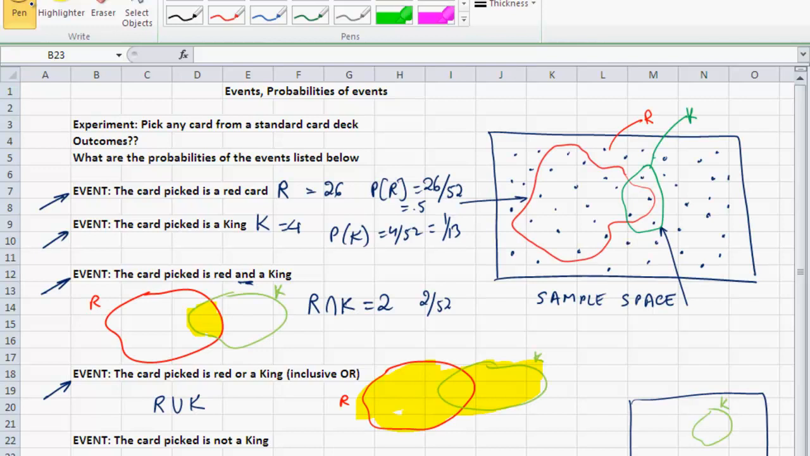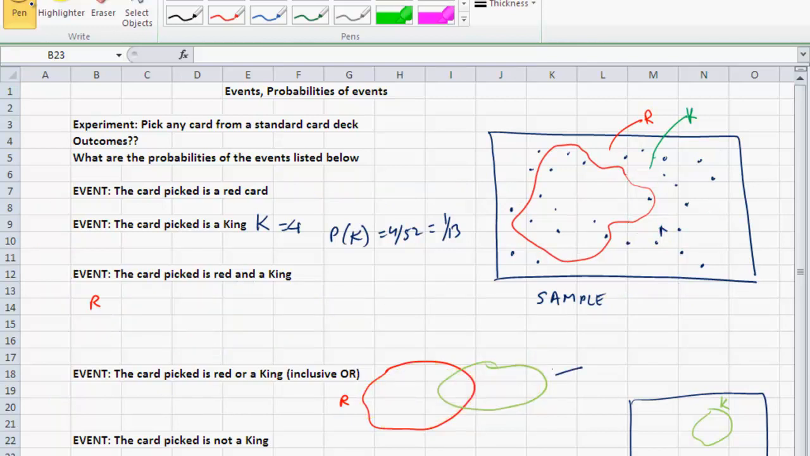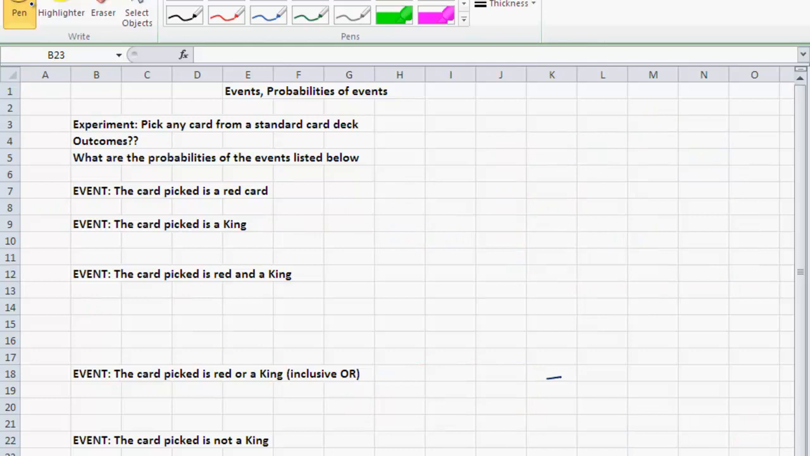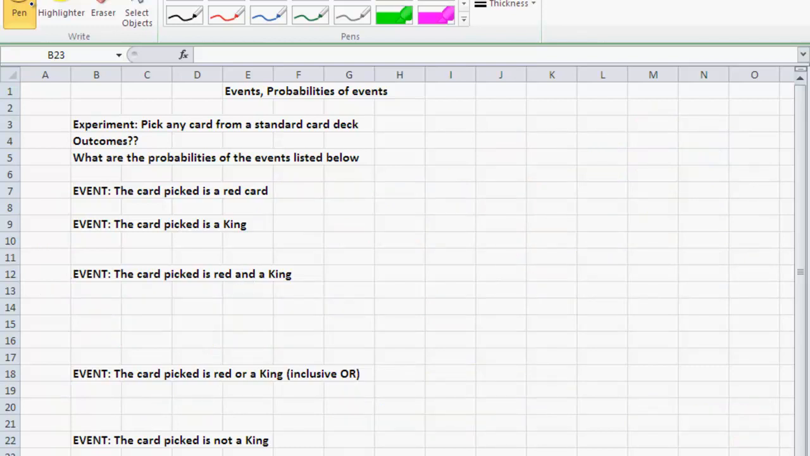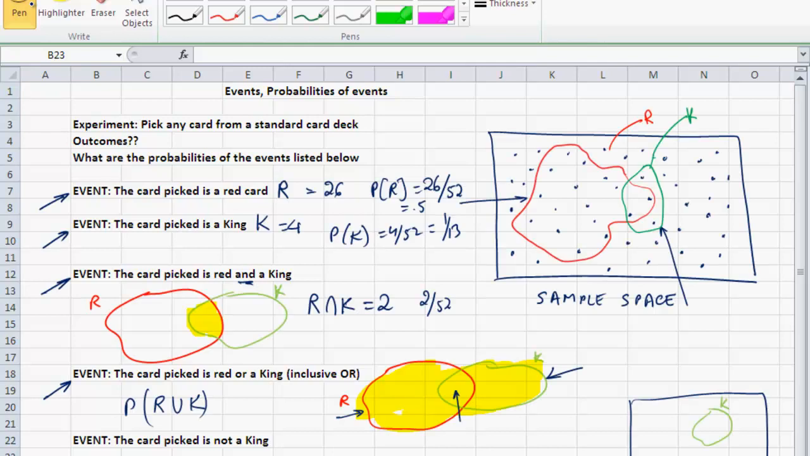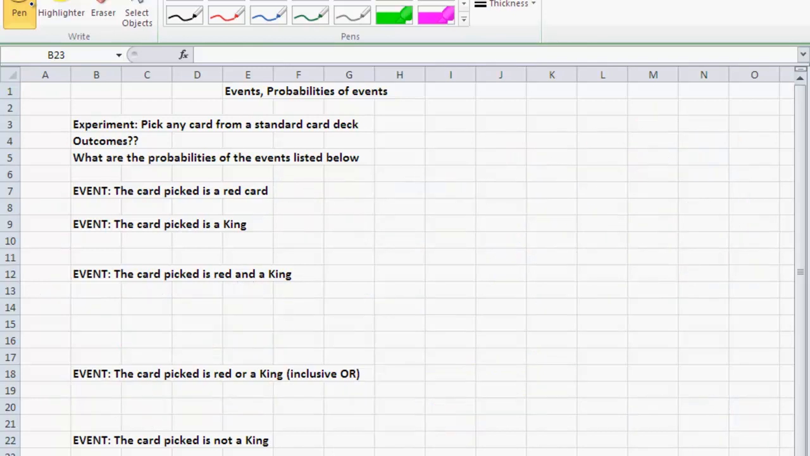Okay, now the probability of this event. If you want to know how many outcomes there are in R union K, clearly it is the number of outcomes in R plus the number of outcomes in K minus the outcomes in the middle, because once we add R and K, we have double counted the segment in the middle. So the probability of R union K is simply the probability of R plus the probability of K minus the probability of R intersection K.